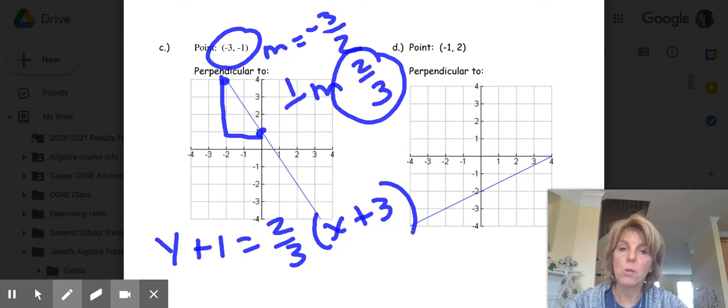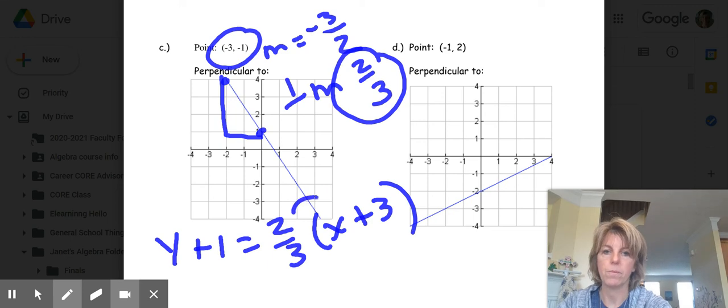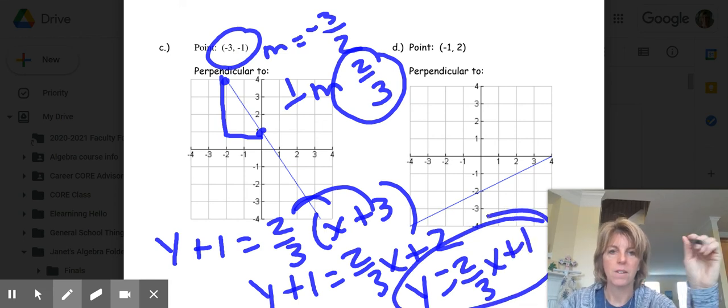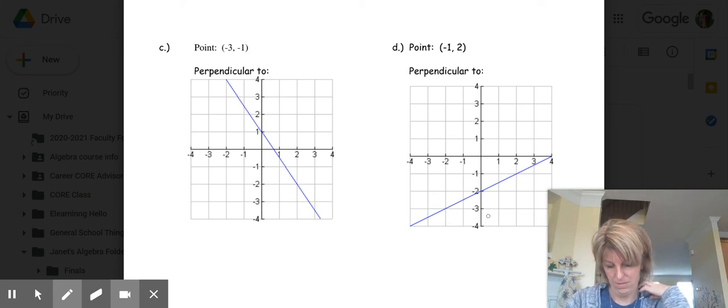Writing in point slope form should also be a very easy skill at this point in time because we've seen it and practiced it so many times. So then from there, we're just going to distribute. We're going to get y plus 1 equals 2/3 x plus 2. And subtract 1 from both sides, you get y equals 2/3 x plus 1. All right, and try D on your own.